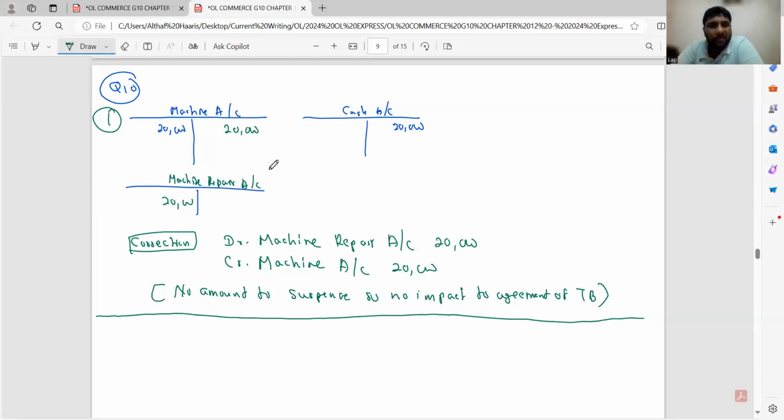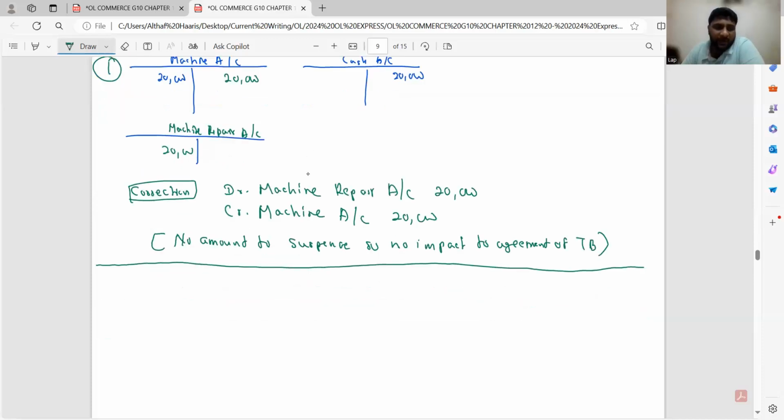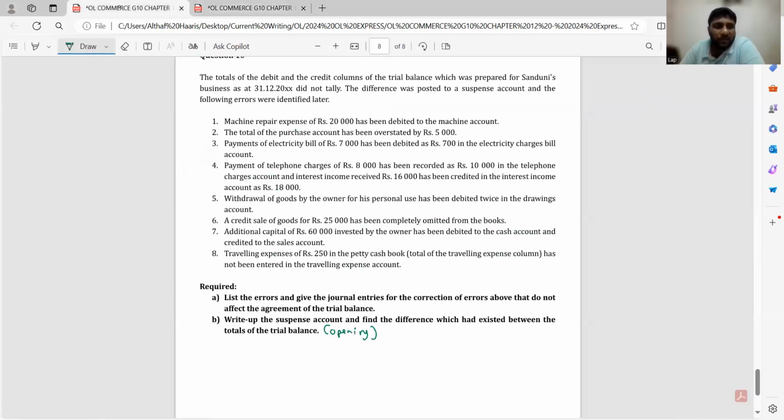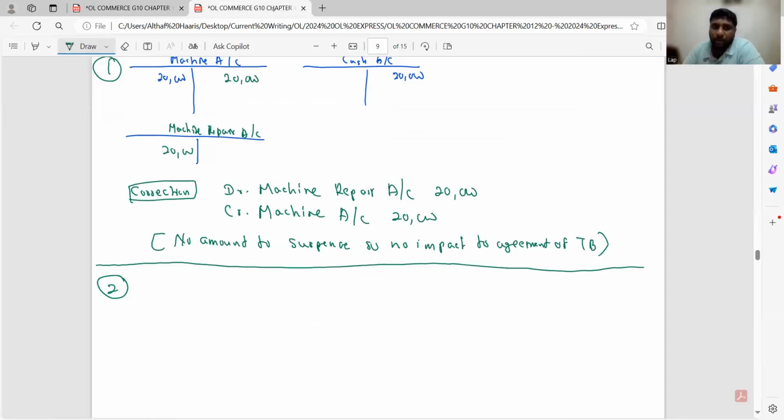Okay. Now let's move to the second one. The total of purchase account has been overstated by 5,000. So overstated by 5,000 means, people, should the correction happen to the same side of the account or the opposite side of the account? Tell me. Good. To the opposite side of the account.